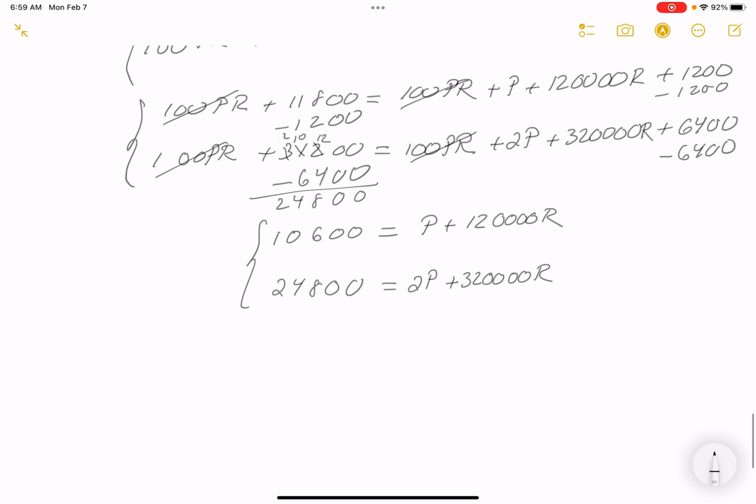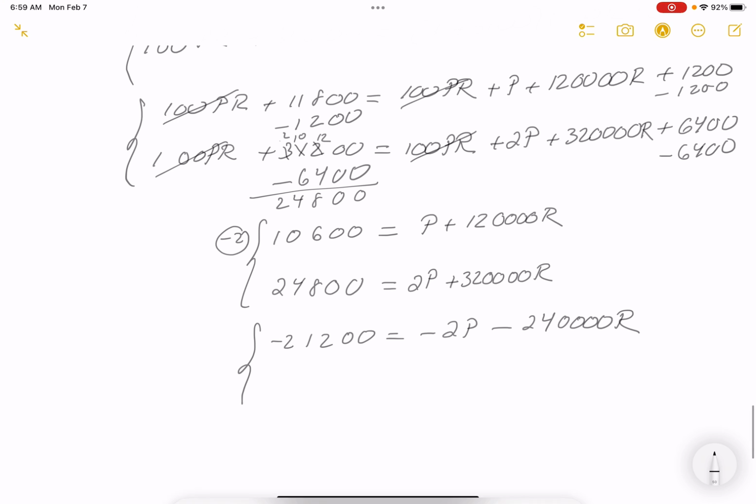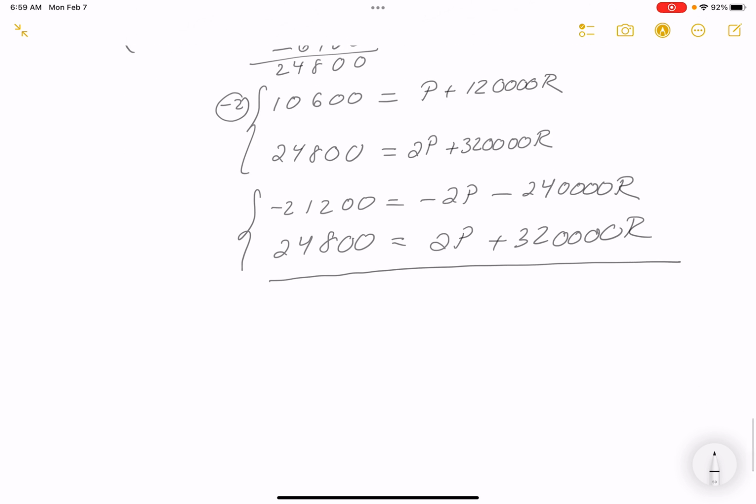And what I'm going to do now is multiply the top equation by minus 2. And what would you get? You would get minus 21200 minus 2P minus 24000R. All right, bottom equation: 24800 equals 2P plus 320000R. I'm going to add these together, and I'm going to get something. Well, certainly the P disappears. And what do you get now? Well, let's take a look at it.